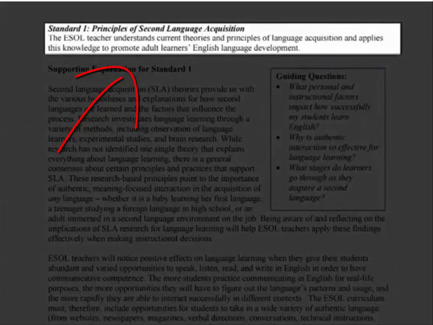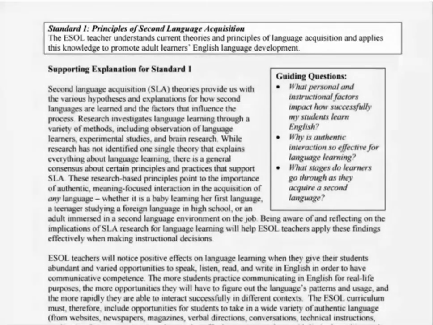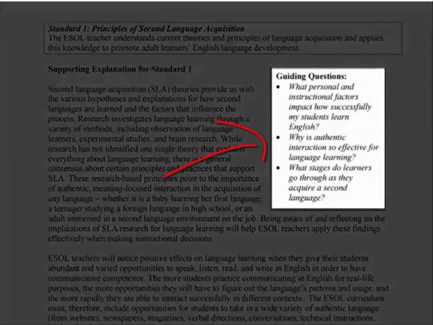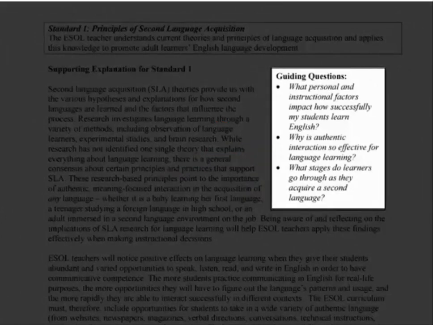Please pause this presentation and read the standard statement for Principles of Second Language Acquisition and take note of what it says the teacher knows and what she does. Next, notice the guiding questions in the box on the right. Each standard is accompanied by 3 pre-reading questions to encourage teachers to reflect on their own prior knowledge and to stimulate reflection about teaching beliefs.